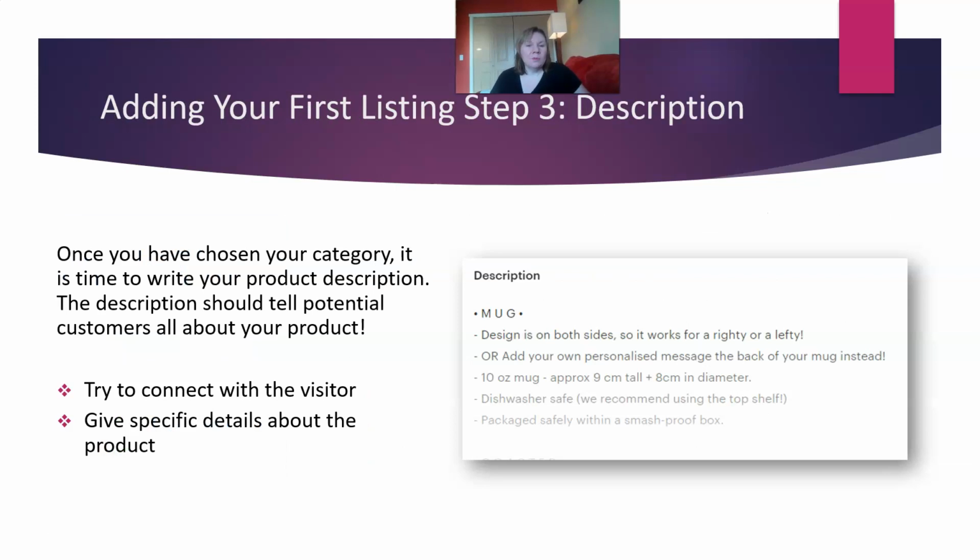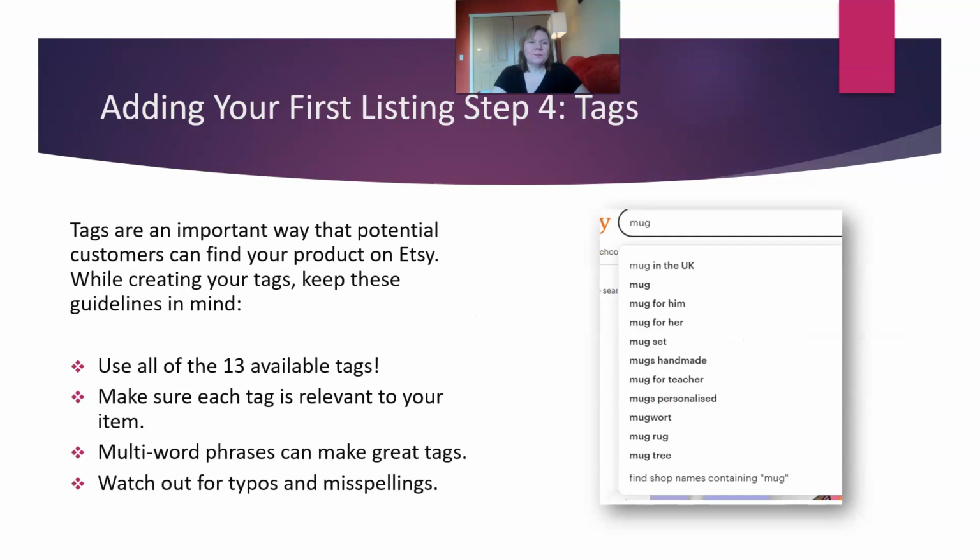Then you want to get your description. Again, I would suggest looking at similar items that are bestsellers and seeing what people do. And make sure you give really specific details. So for example, this is a mug where they've gotten into details about how big it is and so forth.